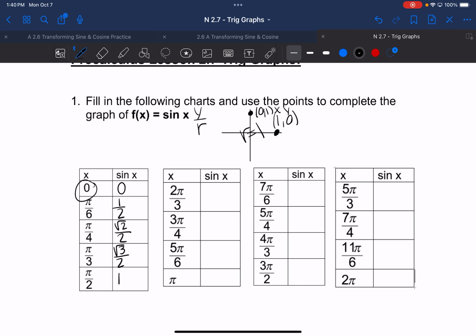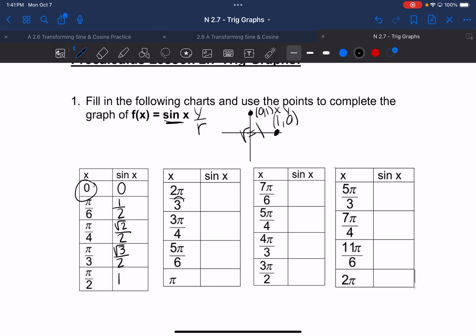Okay. And then, if you guys remember, we said from quadrant 1, as I go around the unit circle, it's the same ratios over and over again. They just change signs depending on which quadrant I'm in, right? Okay, so this chart right here has 2 pi thirds, 3 pi fourths, and 5 pi sixths in it. So what quadrant would that be? 2. Okay, in quadrant 2, is sine positive or negative? Positive, right? All students take classes. Okay, good. So these are all going to be positive.